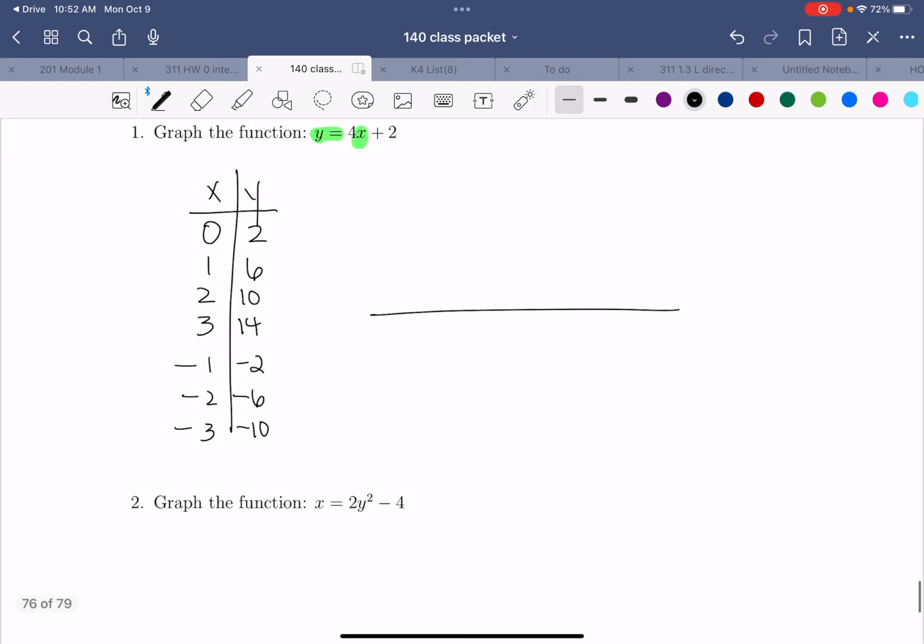And now I'm going to graph these points and see if we can connect them. Let's see. I've got to go to 14 in the y, and -10. And we're going 1, 2, 3, 1, 2, 3. All right, we do the best we can. 0, 2, so we're going to here for our first point.